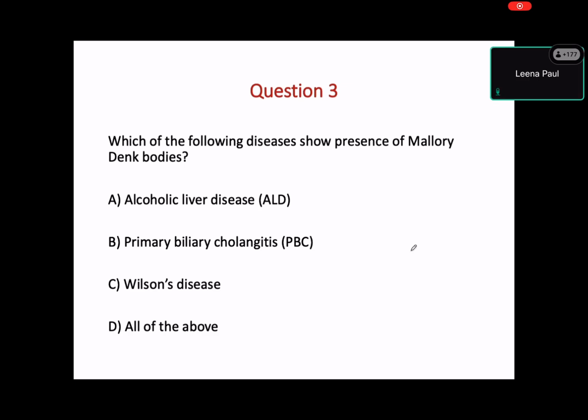Most of them have replied all of the above, but there are a few who chose option A also, alcoholic liver disease. Yeah, so actually all these diseases can show them. The difference is that alcoholic liver disease generally shows abundant Mallory Denk bodies, whereas primary biliary cholangitis, Wilson's, and many other diseases tend to show focal Mallory Denk bodies, which are mostly periportal or periseptal.